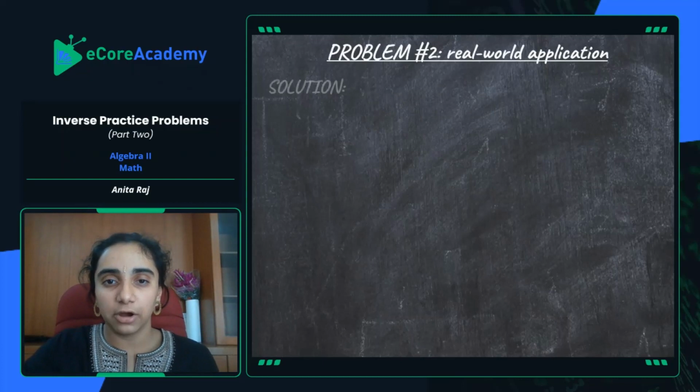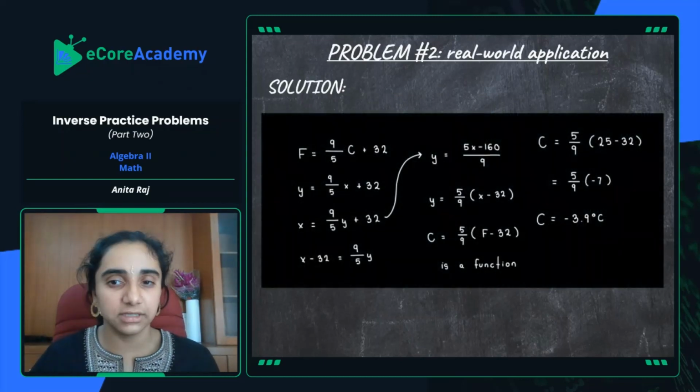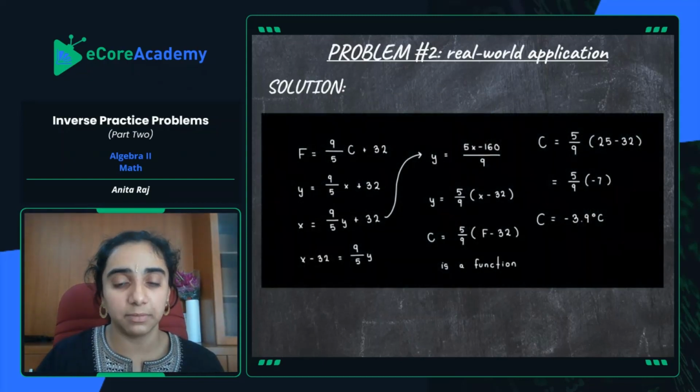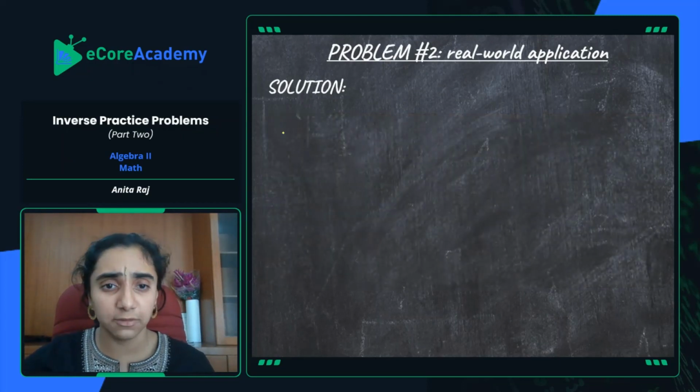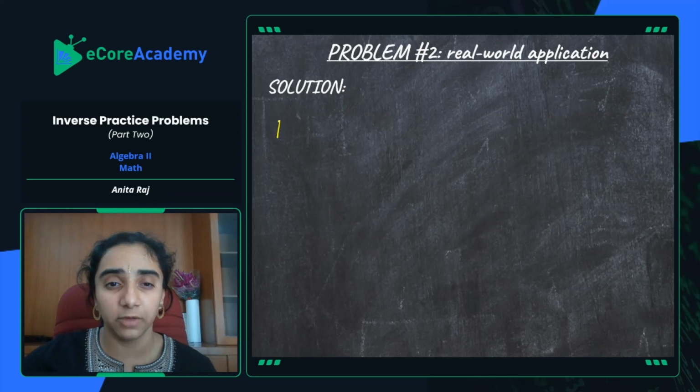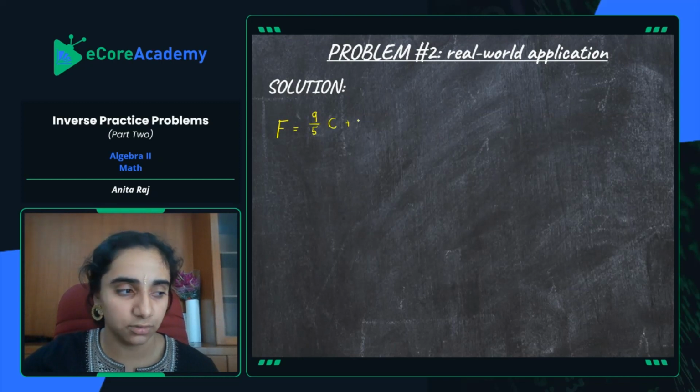So here is our solution. As you can see, it's really not too long, and it's really not too complicated. So we're going to be walking through this together now. The first thing I want to do is write the original formula we've been given, which is Fahrenheit F is equal to 9/5 C plus 32.